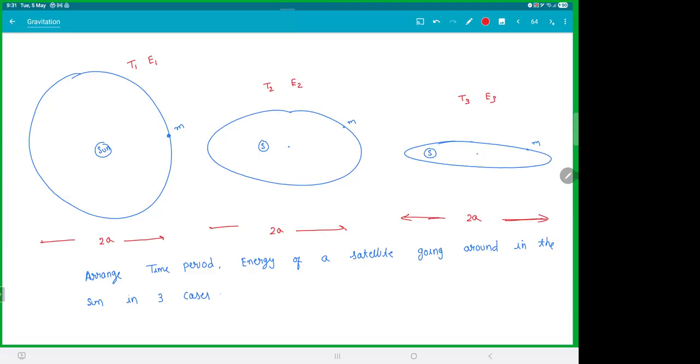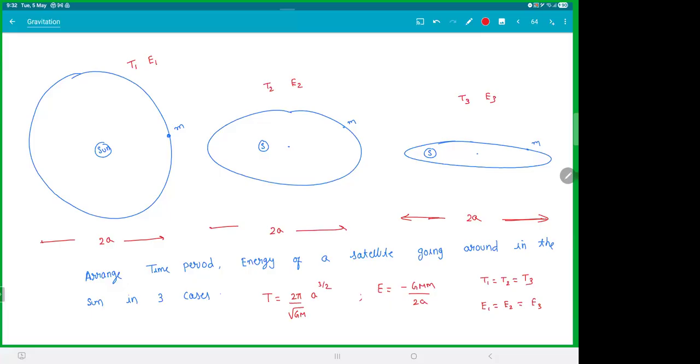We derived it, right? What was the time period? 2 pi root GM, where capital M is the mass of the planet, a power 3 by 2. It does not depend on the minor axis. What about the energy? Minus GMm by 2a. It doesn't depend on the minor axis either. So as long as you keep the major axis the same, the time period remains the same and the energy remains the same. It doesn't matter what kind of ellipse you draw.